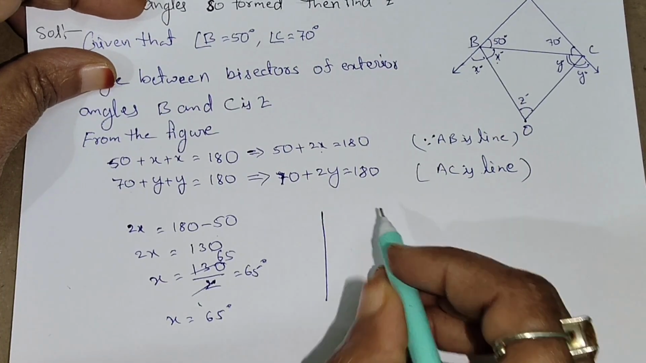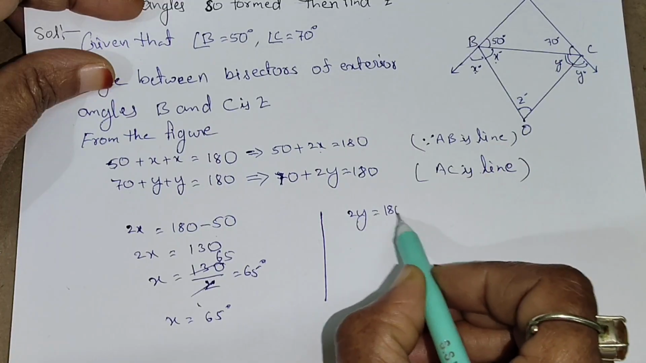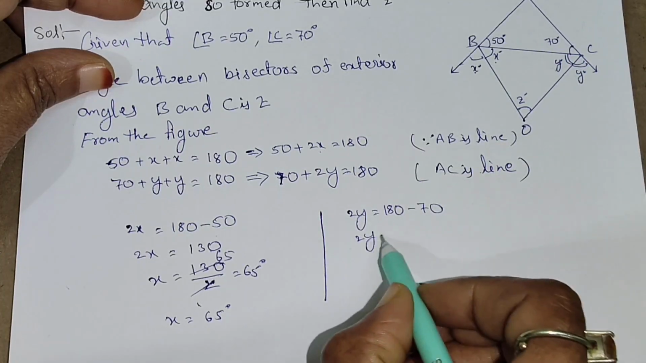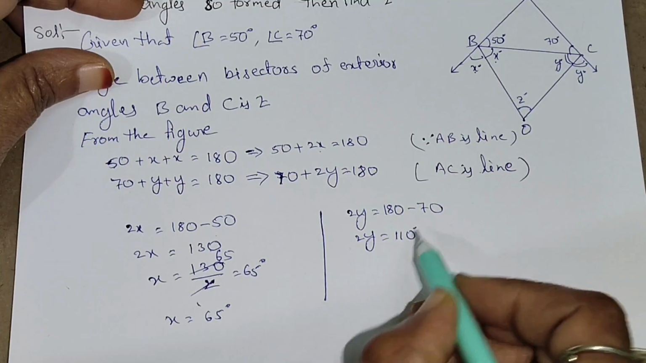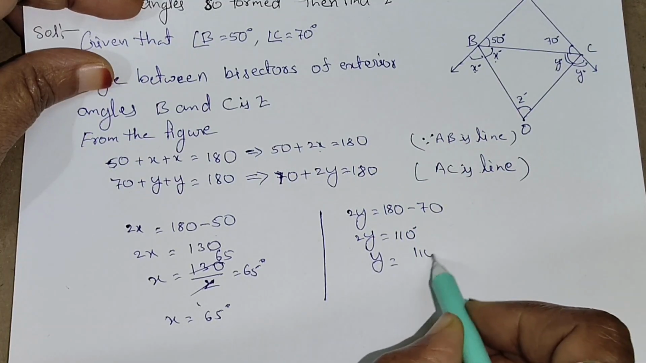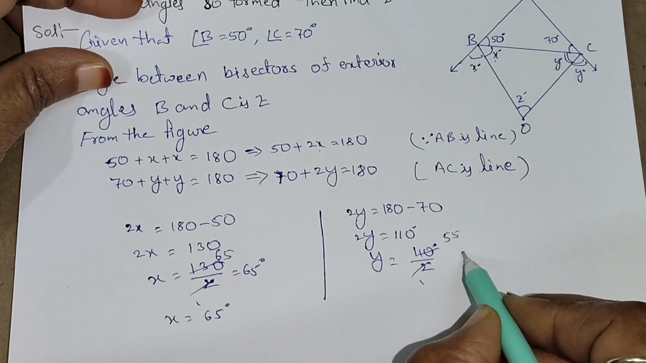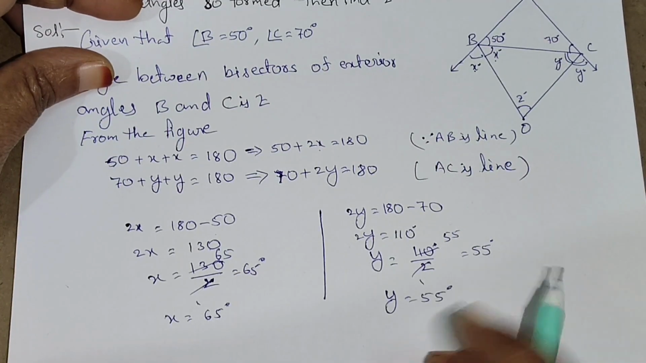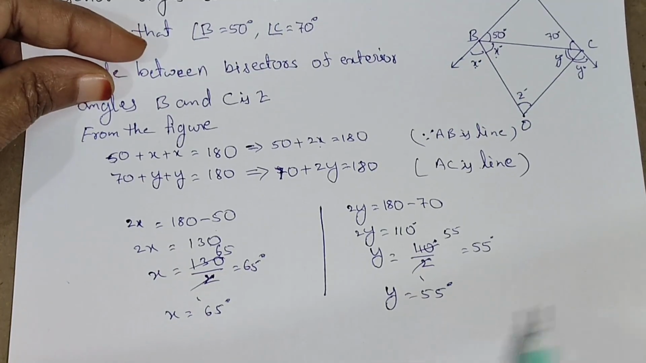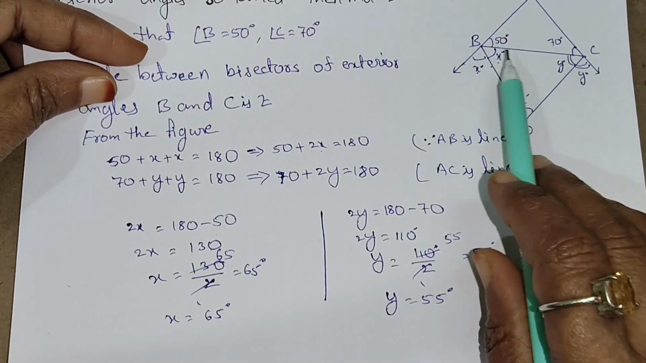Next we find the y value. Same method. Here 2y equals 180 minus 70, so 2y equals 110. So y equals 110 by 2, which is 55 degrees. Here y equals 55 degrees. So now x equals 65 and y equals 55 degrees.